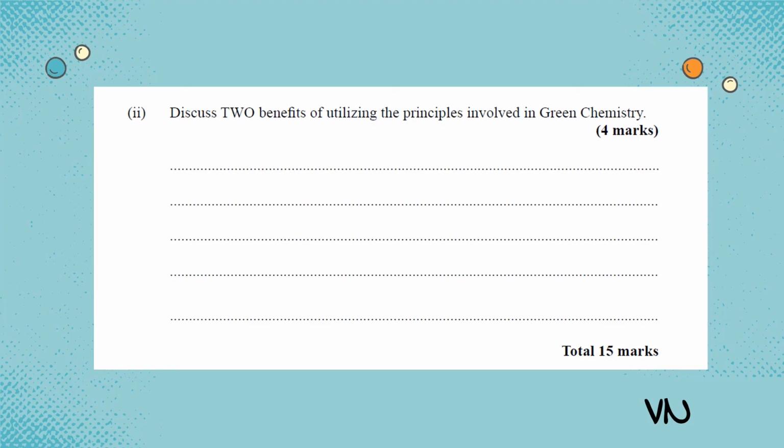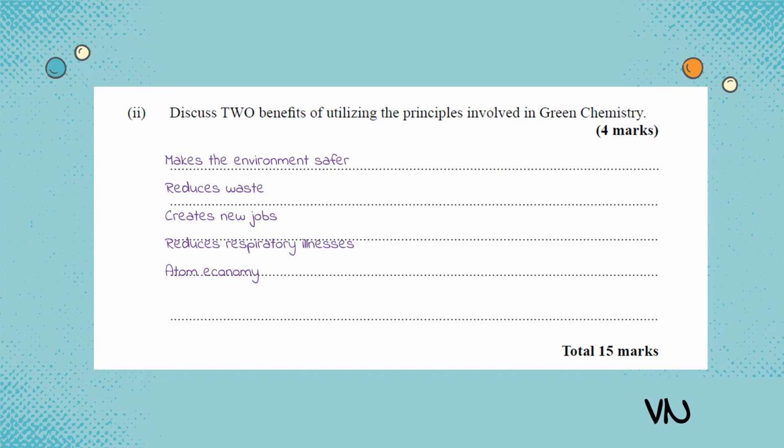And the final part of the question asks to discuss two benefits of utilizing the principles involved in green chemistry. So we have several benefits that you can discuss: it makes the environment safer, reduces waste, creates new jobs, reduces respiratory illnesses, and leads to an atom economy.